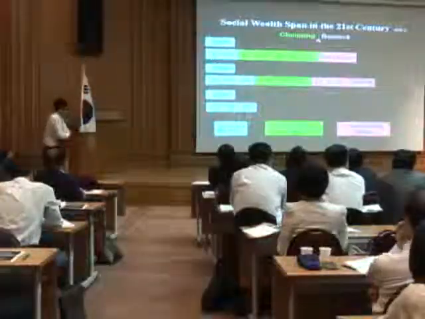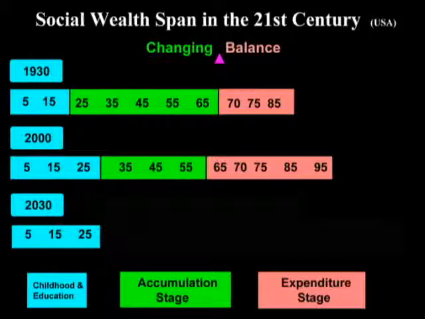So the accumulation stage starts a little bit later, and it ends earlier. In the United States, we've had early retirement, so the accumulation stage has gotten shorter.